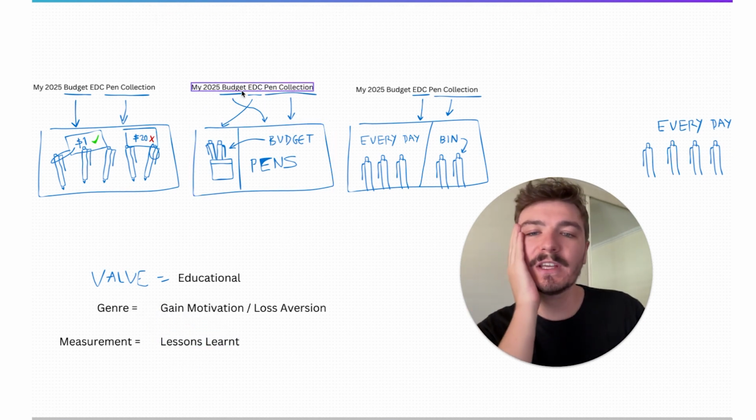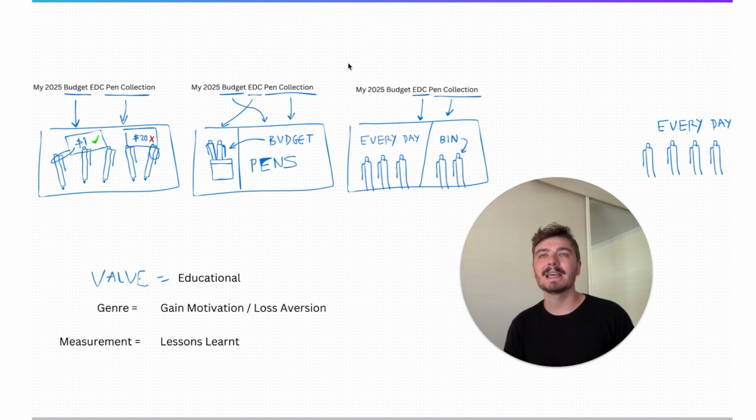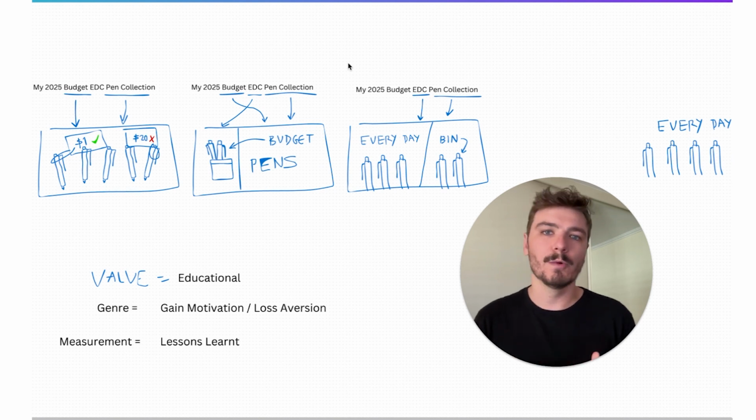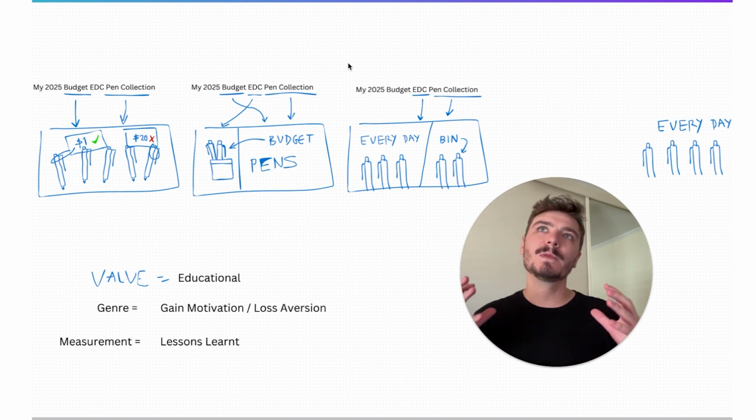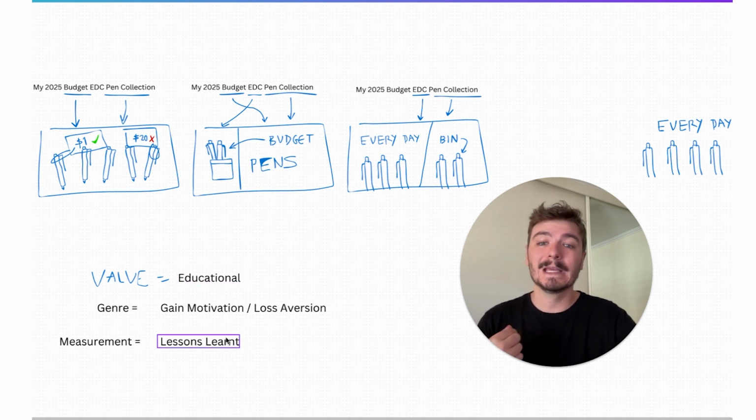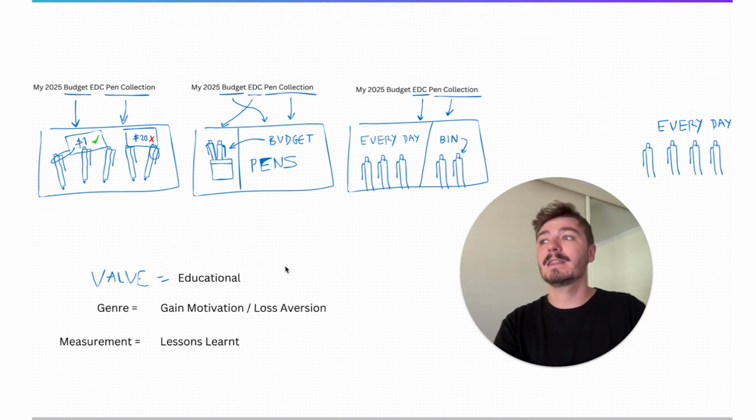Now, with something like this, my budget EDC pen collection, that is also slightly entertainment-based. They might just kind of be more interested in what your pen collection looks like. But I presume they also want to learn stuff from this. So knowing that, the value I'm going to provide for this video is educational, and the measurement is going to be lessons learned.